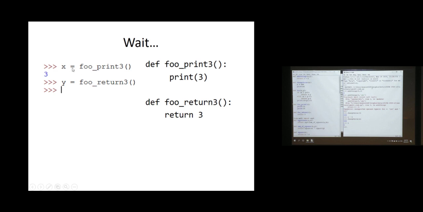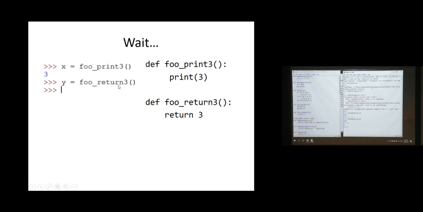X equals 2. I do an assignment. I call this function, and then I assign the value to X. Okay? And I got a 3 here. Why? Because foo prints a 3. Right? Foo 3, print 3. So that's fine, right? It prints out the 3, and then it performed the assignment. It assigned some value to X. Make sense?